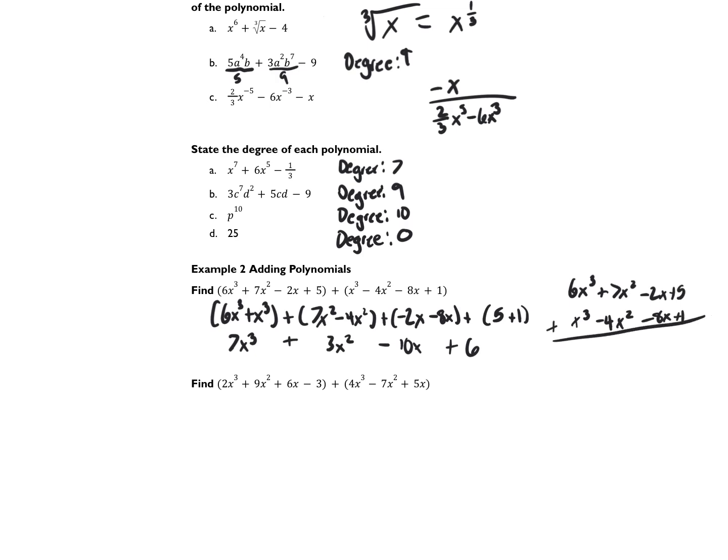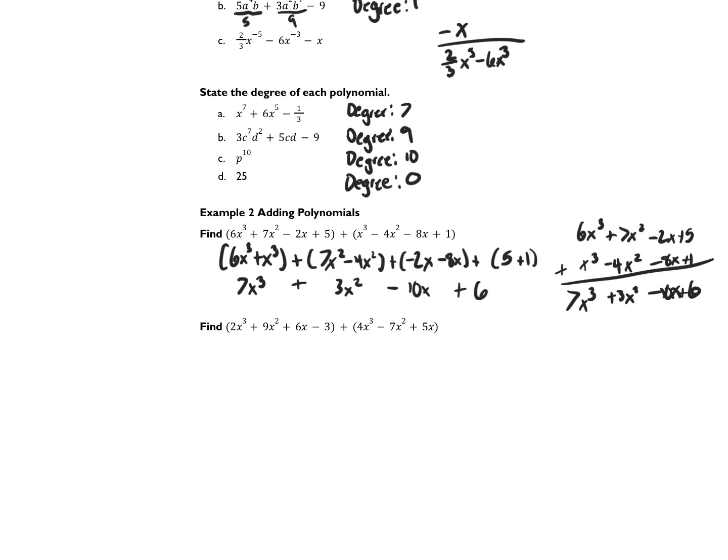And just add them together. So 6x cubed plus x cubed is 7x cubed. 7x squared minus 4x squared is 3x squared. Negative 2x minus 8x is minus 10x. And then 5 plus 1 is 6. So we end up in the same place, just different ways of getting there.